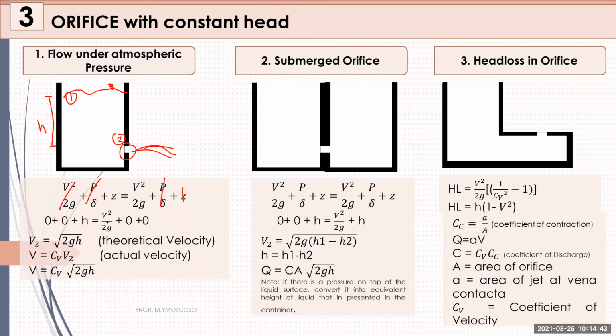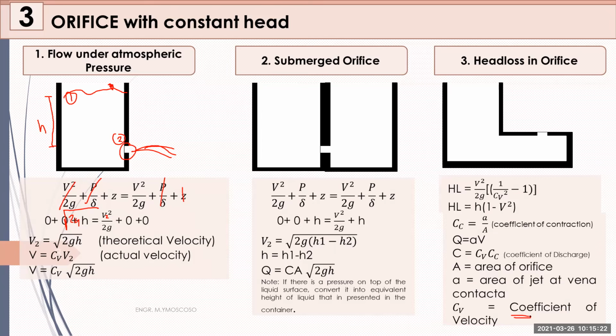So manipulating our equation, no, we can conclude that your theoretical velocity V sub 2 is equal to square root of 2GH. No, nilipat na natin yung 2G dito and then square root. So we can calculate your actual velocity given by V is equal to CV times your V sub 2, where your V sub 2 is square root of 2GH. Ano ba yung CV? That would be the coefficient of velocity. Okay, it is the ratio of the velocity of your water jet at vena contracta to theoretical velocity.